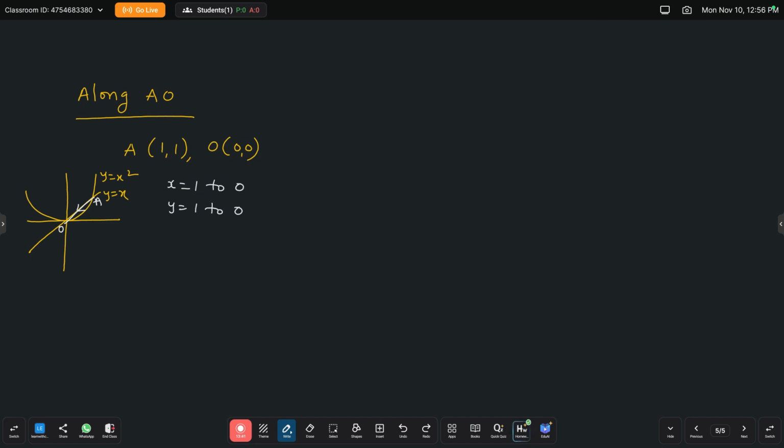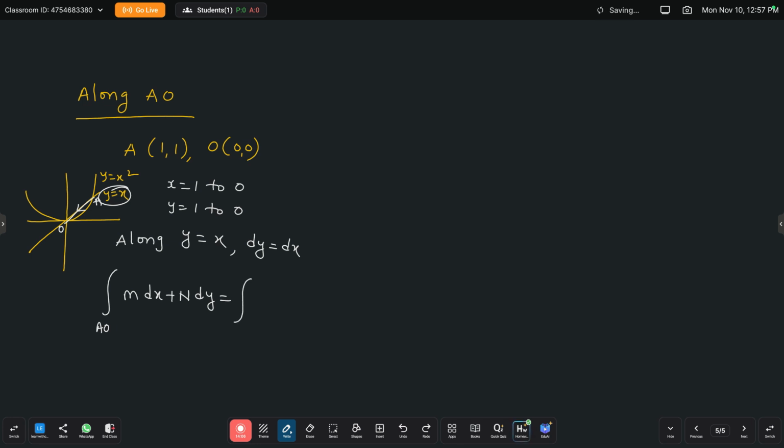Now along this AO direction, the curve is y equals x. Along y equals x, whenever y is equal to x, dy becomes dx. Now substitute all these values in this line integral along the AO direction, M dx plus N dy.